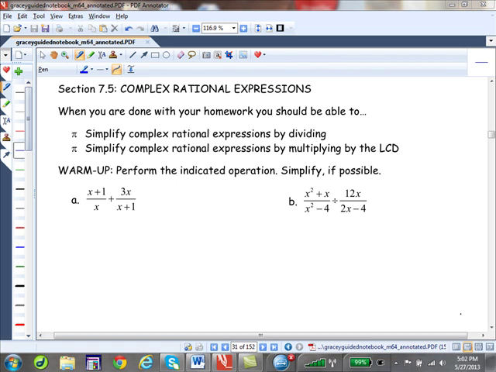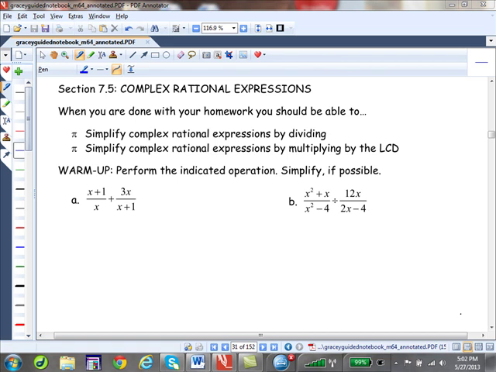So basically here, what's going to happen is we're going to have some sort of fraction over some sort of fraction. And there's two methods by which we can simplify these things. You can simplify by dividing, which means getting one happy fraction over one happy fraction, and then doing the procedure you learned before in, I think, 7.2. Or you can multiply the numerator and denominator both by the LCD. So I'll show you both methods, and pretty much it's best if you just pick the one that works best for you and stick to it for now.